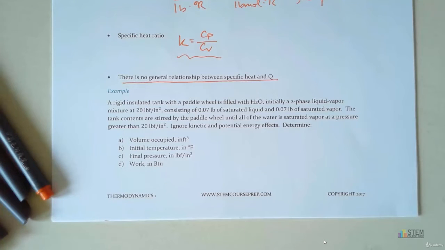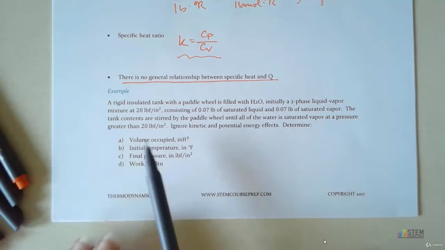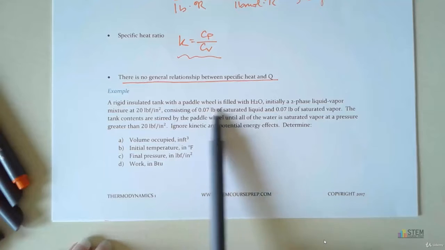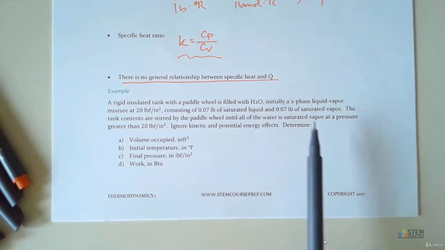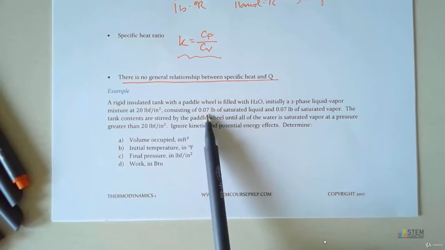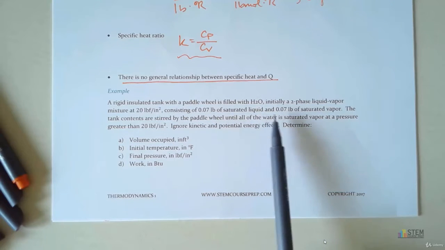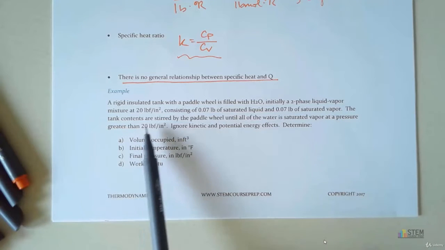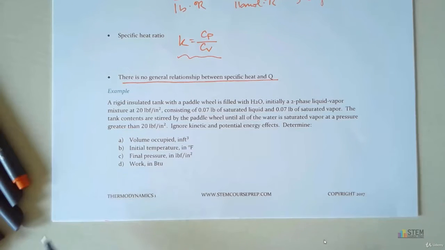Let's do an example for this section of the notes. First, let's read this example. We've got a rigid insulated tank with a paddle wheel that's filled with water. It's initially a two-phase liquid vapor mixture at 20 psi, consists of 0.07 pounds of saturated liquid, 0.07 pounds of saturated vapor. The tank contents are stirred by the paddle wheel until all of the water is saturated vapor at a pressure greater than 20 psi.